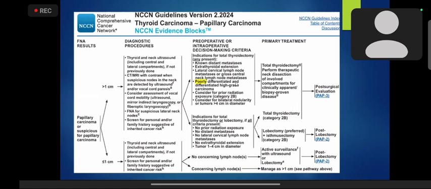So what NCCN says is that poorly differentiated high grade carcinoma is one of the indications of total thyroidectomy. So when to do total thyroidectomy in thyroid patients? When extrathyroidal extension is there, lateral cervical lymph node metastasis or gross central lymph node metastasis is there, poorly differentiated and differentiated high grade carcinoma, and consider prior radiation exposure. Then also we should consider total thyroidectomy, followed by neck dissection for clinically apparent biopsy proven disease.